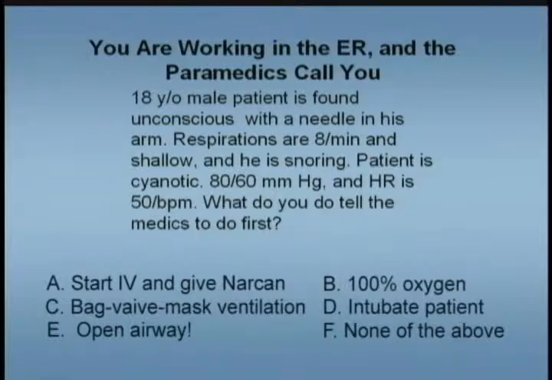Okay. They have on their ambulance pretty much the same equipment that you have in your emergency room, in your hospital. Okay? So let's say you have an 18-year-old male that they call you about, and they found this person unconscious on the street with a needle in his arm. They give you the respiratory rate is 8 and shallow and snoring. Remember, snoring means partial airway obstruction. Okay? Patient is cyanotic, he's blue. Blood pressure is low, 80/60. Heart rate is 50 and falling. Ooh. Okay? What do you tell the paramedics to do first?